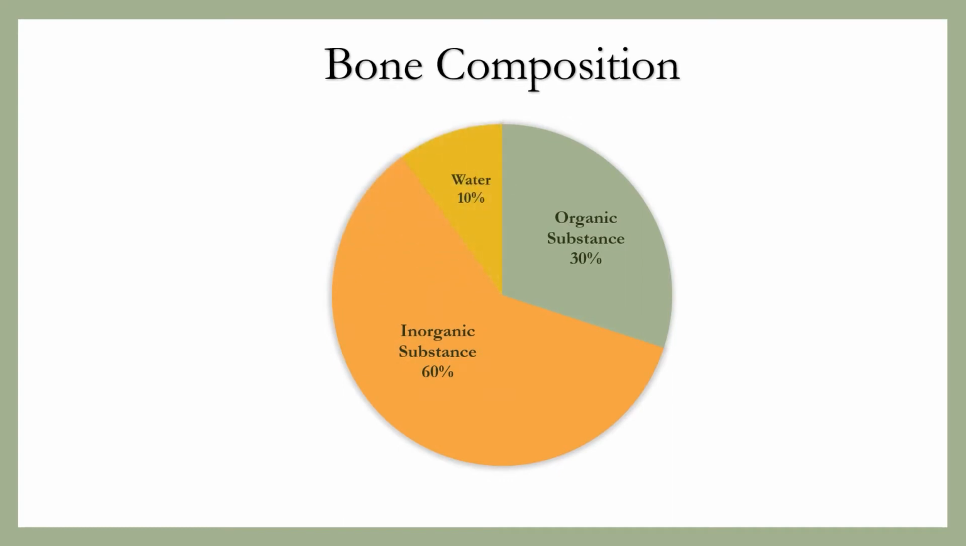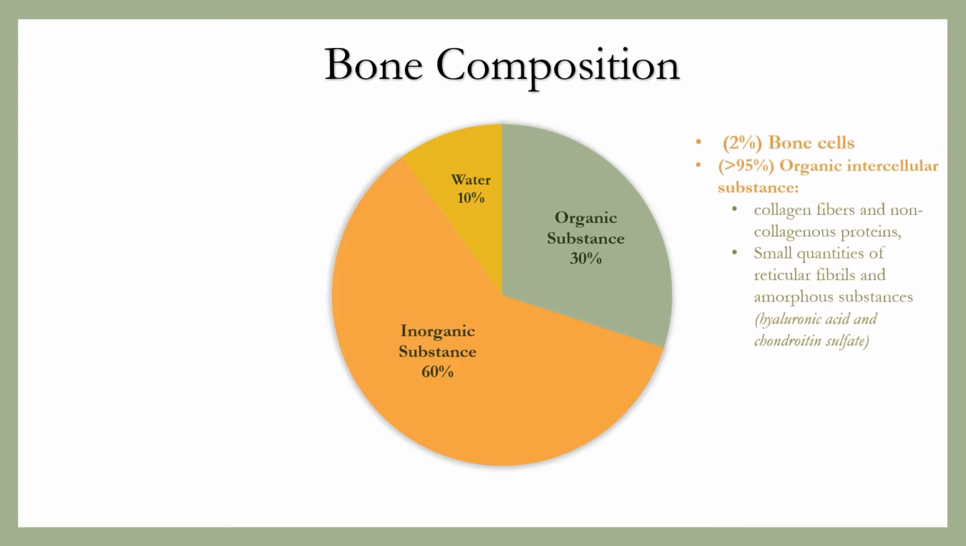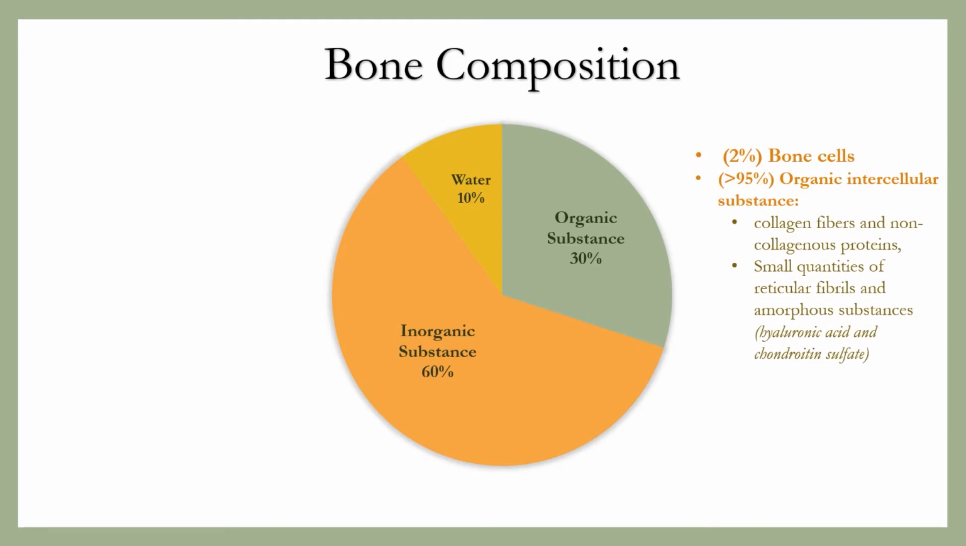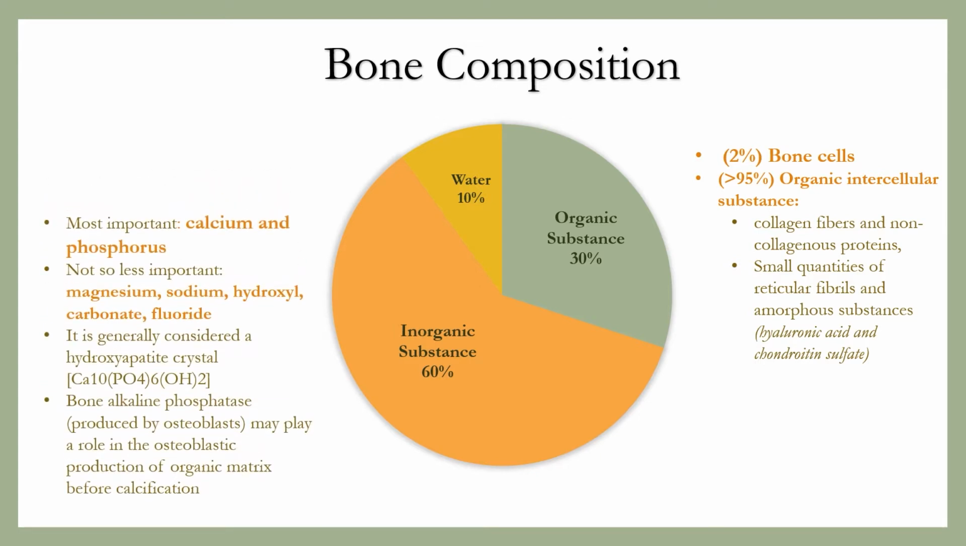Bone consists of 10% water, 30% organic substance, and 60% inorganic substance. The most important components of bone are calcium and phosphorus. Meanwhile, the not so less important components are magnesium, sodium, hydroxyl, carbonate, and fluoride.